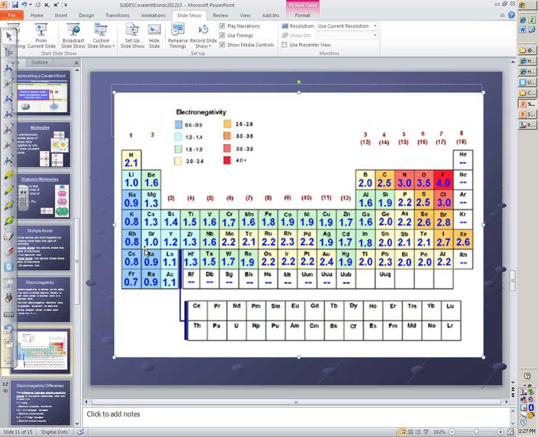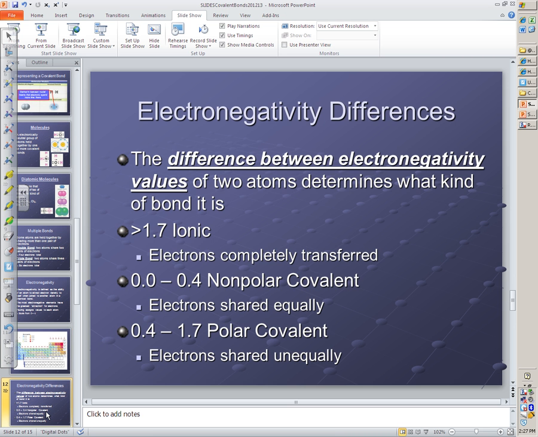Why are electronegativity values important for us to know? What did we then use our electronegativity values to do? Why is it important that we understand electronegativity? Elise, go ahead. To tell what kind of a bond it is. So, if we look at the two elements that are involved in a bond, and we look at the difference between the electronegativity values, that will tell us what kind of bond exists between those two atoms.